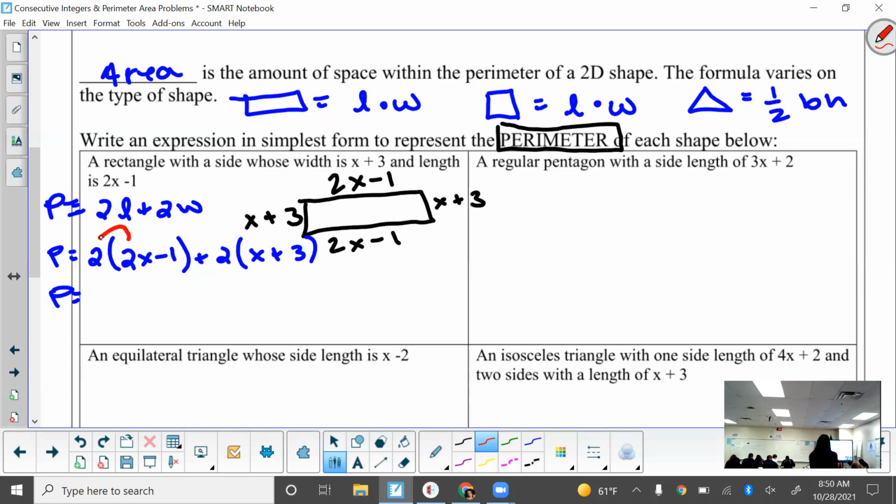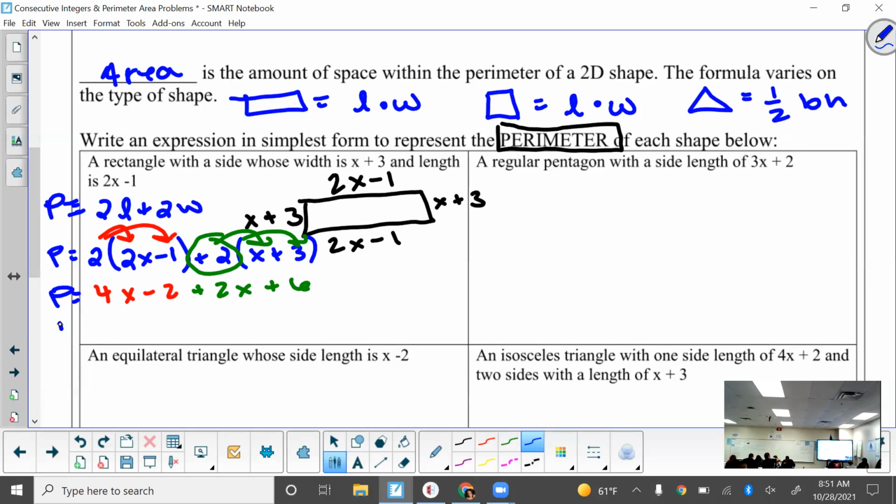Distribute. Always distribute first if you can. So what do I get when I distribute on this side? 4x minus 2. What about over here? 2x plus 6. And it's a positive 2x, right? So put plus 2x and plus 6. All right, don't forget the sign in front of the outside number. If it was a minus 2, that would change it. But it's a positive, so we're good. Questions right now?